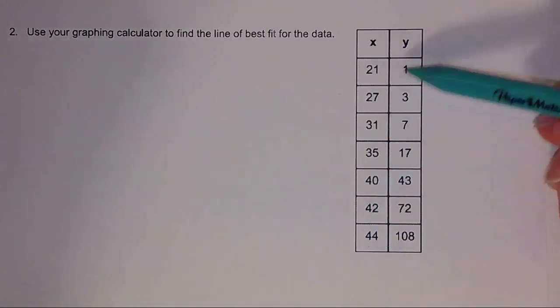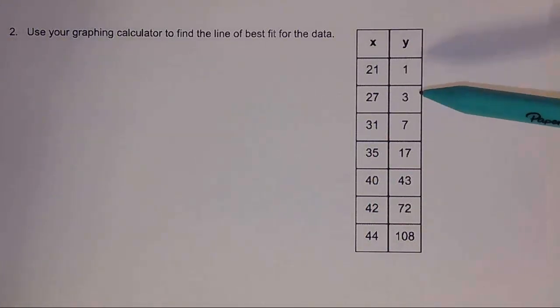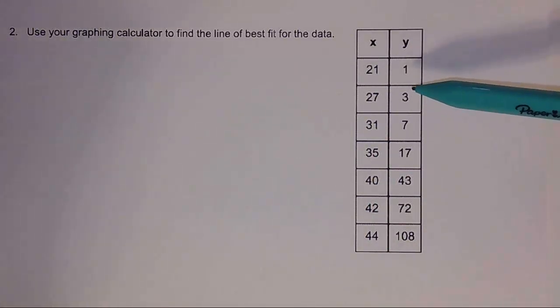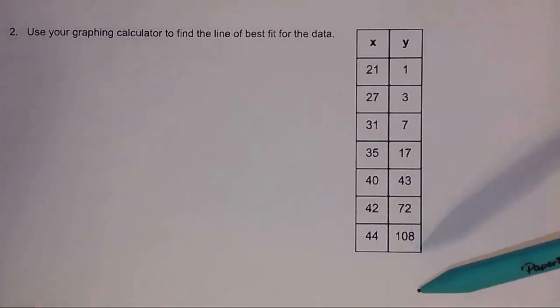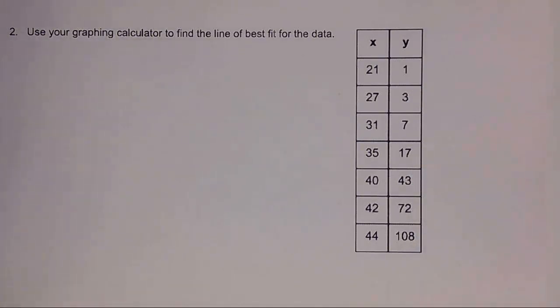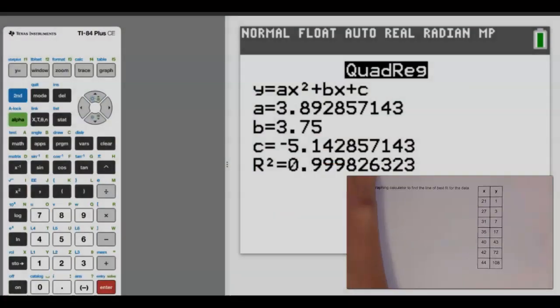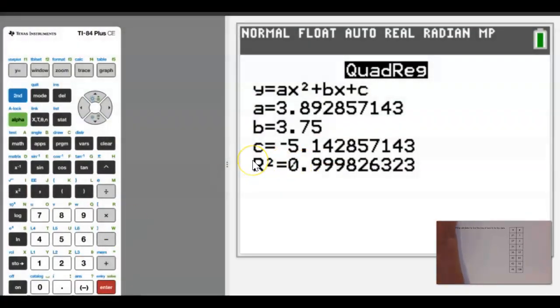Just looking at it, I see they both go up on both sides. It doesn't look linear, probably, just looking at it, because I go from 1 to 3 to 7 to 43 to 72 to 108, like the numbers are jumping. So probably not linear, but again, you really can't tell because the numbers on the side are not counting by even numbers, not by some sort of pattern. So I'm going to go ahead and use my calculator.